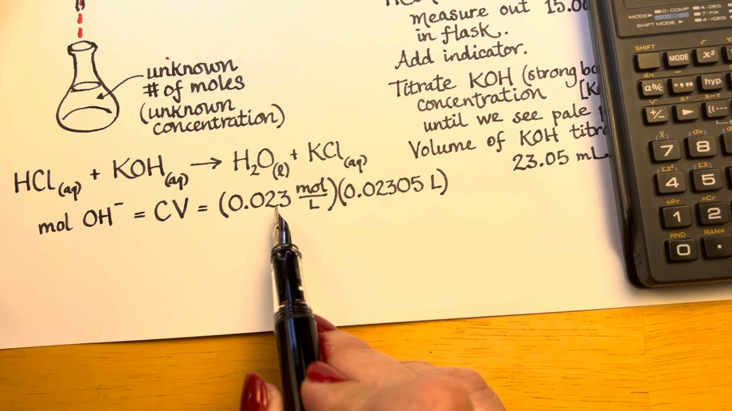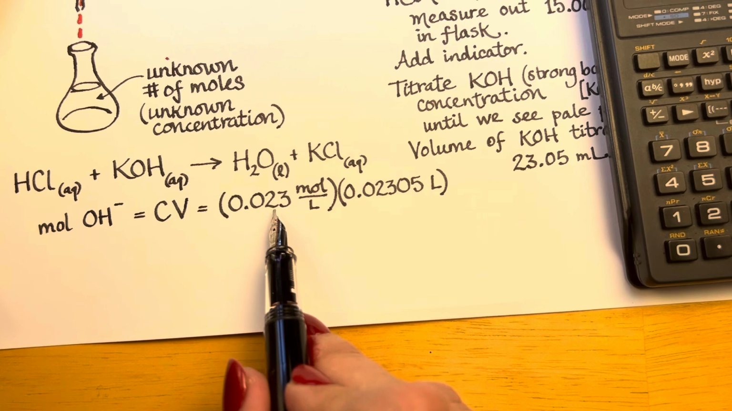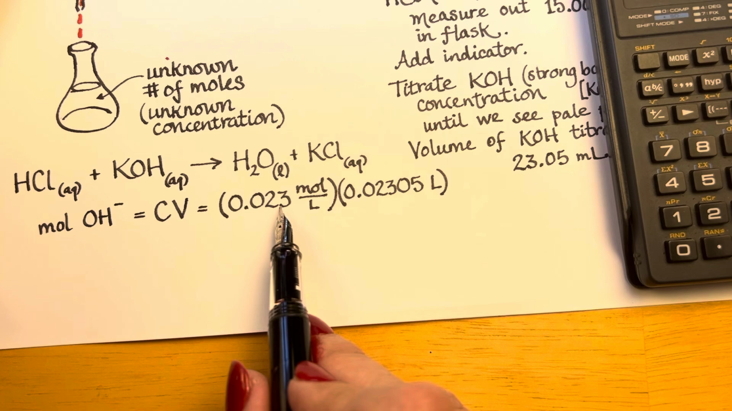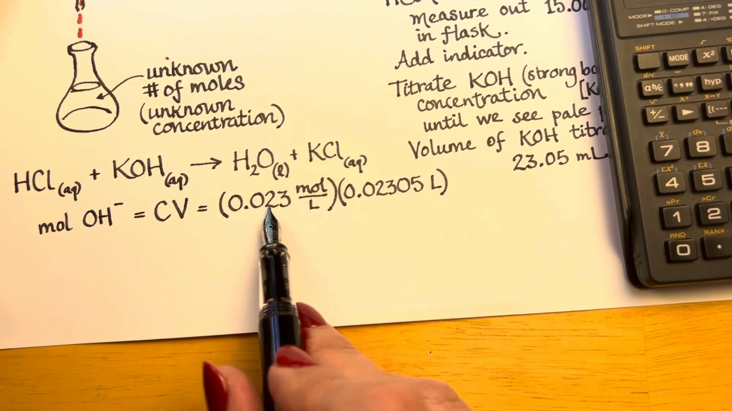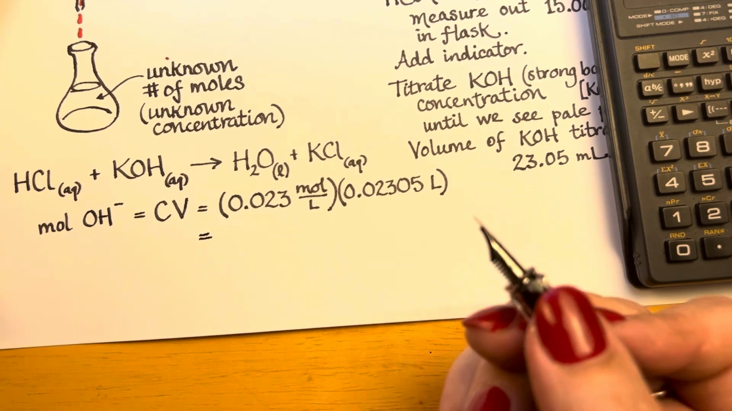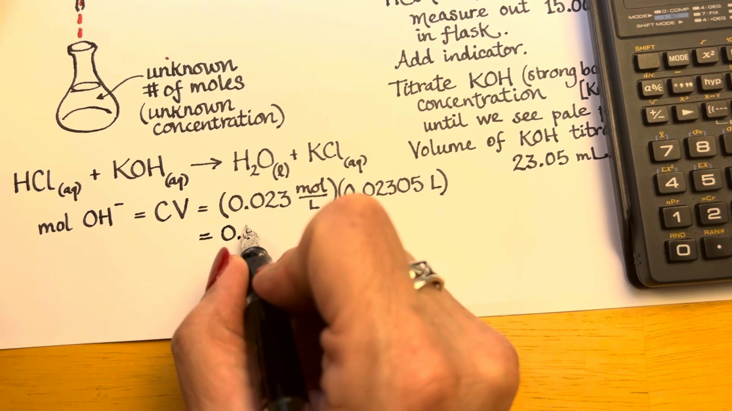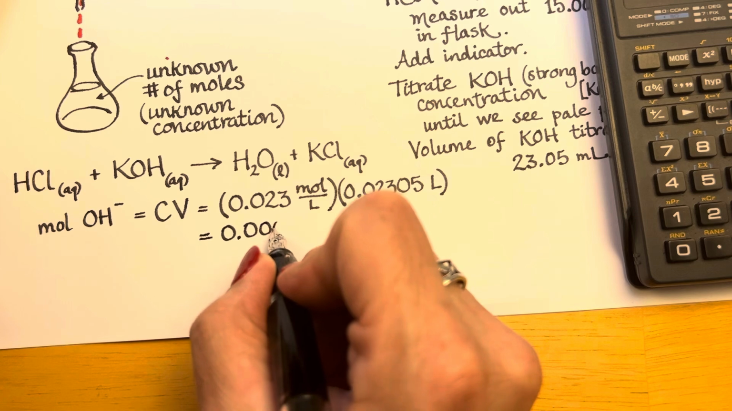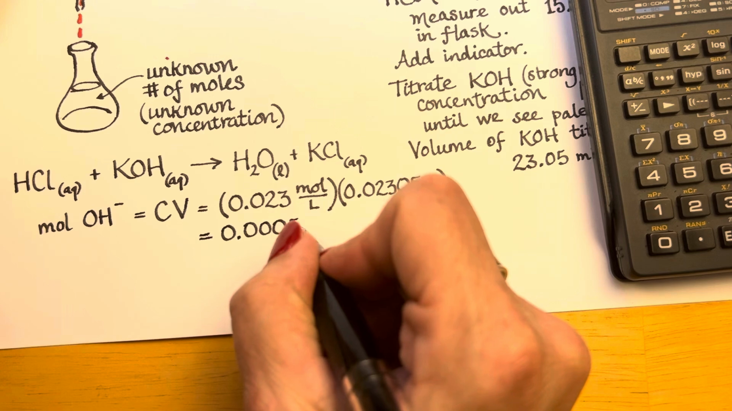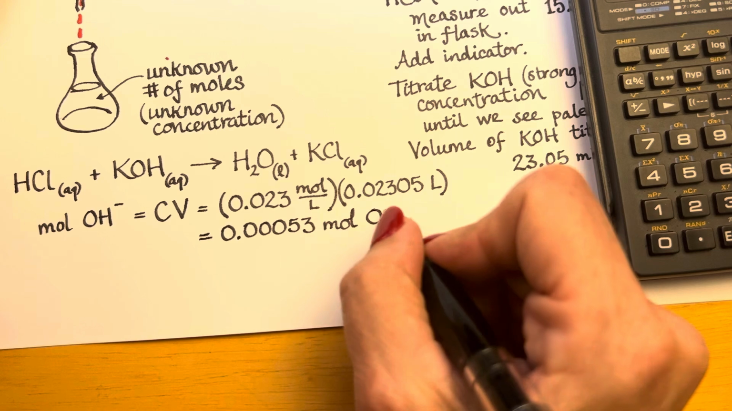Okay, remember our rules of significant figures. We can only have as many as the number that has the least number of significant figures, which we are confined by the 2. Okay. So this is, maybe I'll write it out, decimal point, 0.00053 moles. Okay, and again, this is moles of hydroxide.